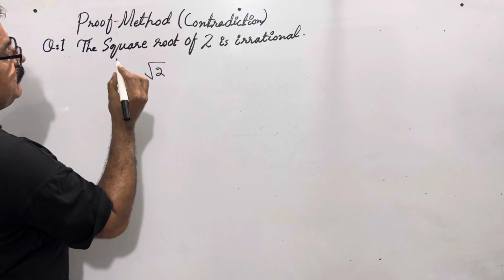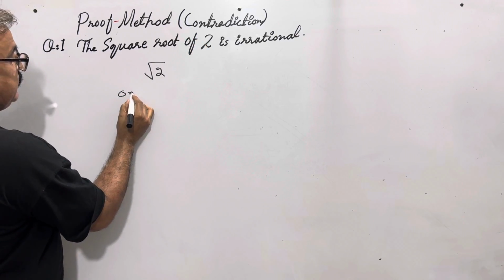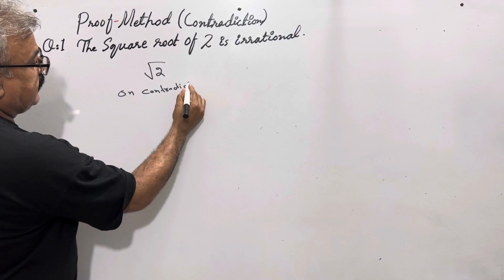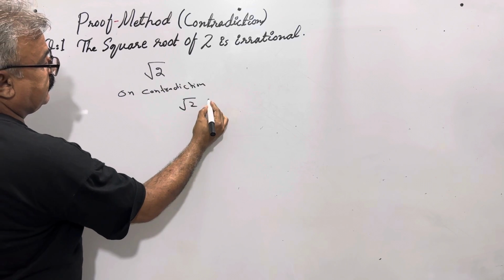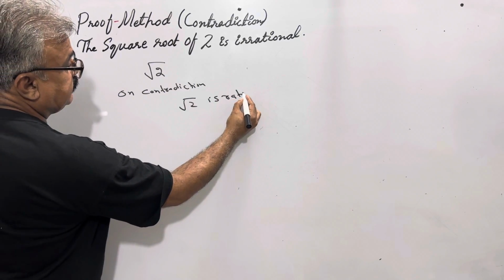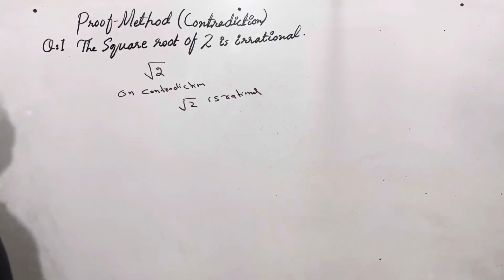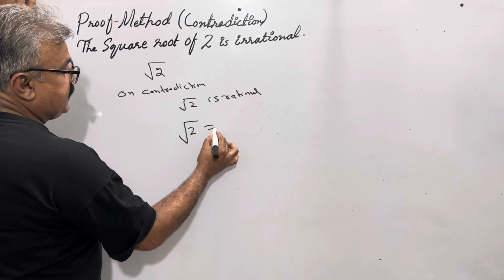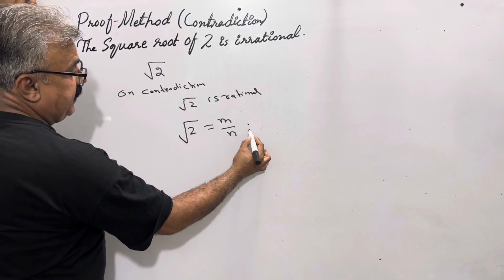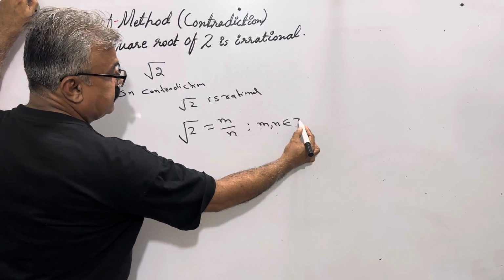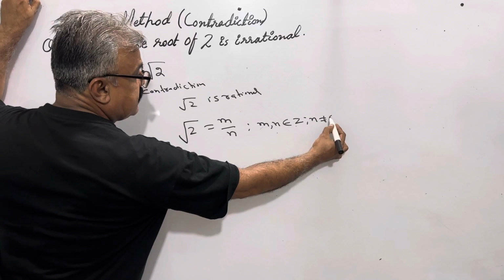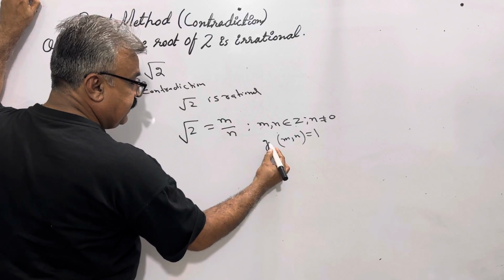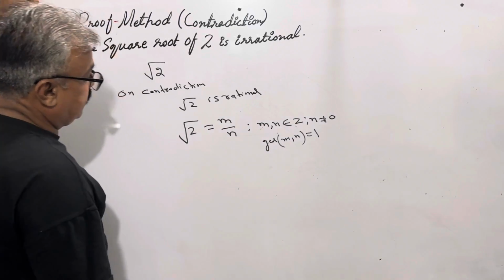We have to prove that the square root of 2 is irrational. On the contrary, by contradiction, assume that the square root of 2 is a rational number. If it is rational, then we can write it in the form m over n, where m and n both belong to Z. Furthermore, n does not equal 0, and m and n are relatively prime. Their greatest common divisor must be 1, not more than 1.